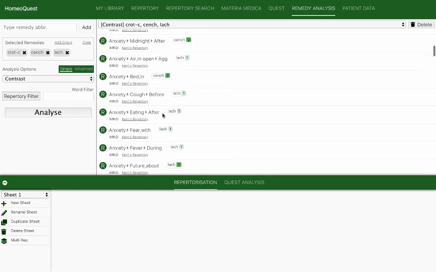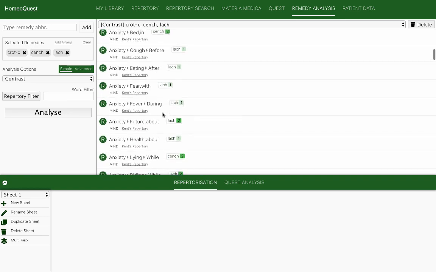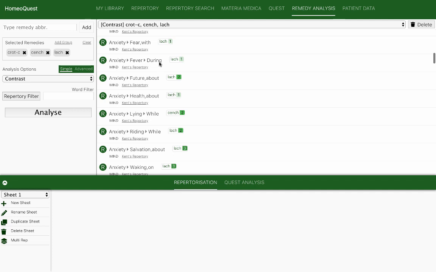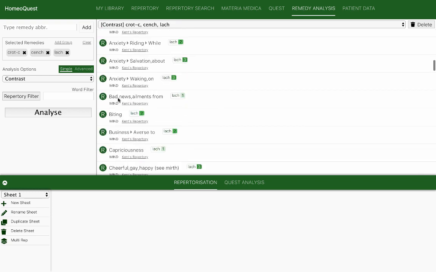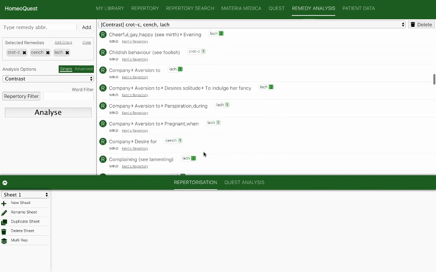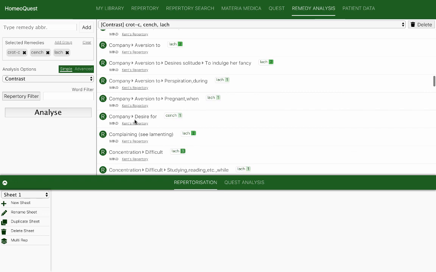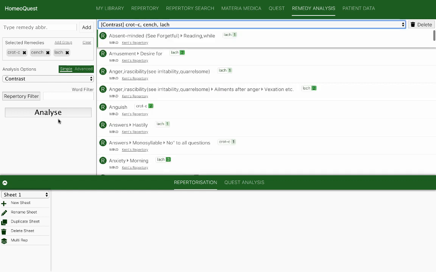Okay, then what else? If there is anxiety only during fever, you have lachesis. Cenchrys and crotalis cascavella do not have it. So there are so many very small interesting things. Company desire for, it's cenchrys, but company aversion to, wants solitude and wants to indulge in their own fancy, that's lachesis.